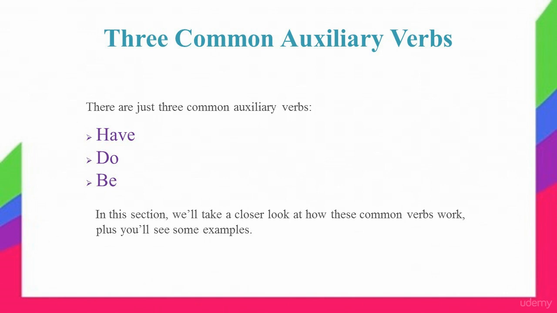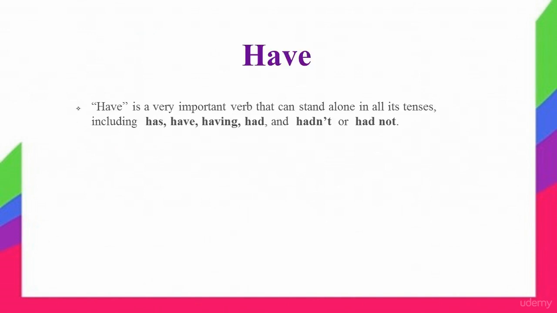3 common auxiliary verbs. There are just 3 common auxiliary verbs: have, do, and be. In this section, we'll take a closer look at how these common verbs work, and you'll see some examples. Have. Have is a very important verb that can be on its own in all of the tenses it's used in, including has, have, having, had, hadn't, or had not.